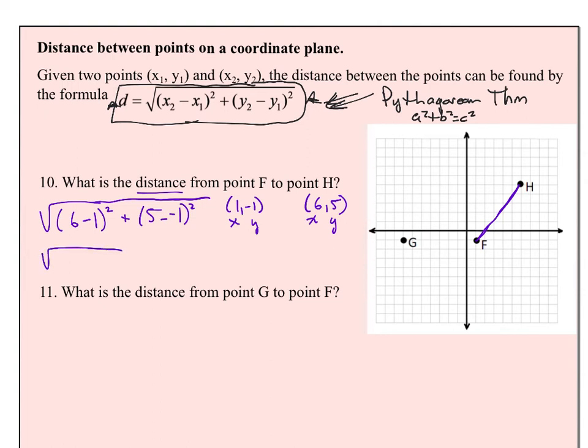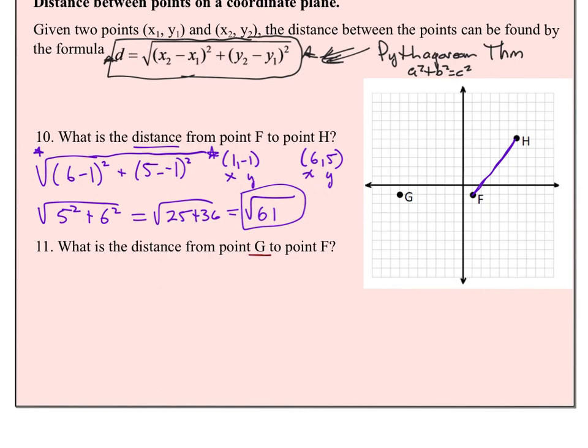So this becomes 5 squared plus 6 squared. So that becomes 25 plus 36. So that becomes the square root of 61, and that would be my answer. Yeah, that would be my answer. So the biggest battle here for students is to set it up correctly. After that, it's merely a job of simplifying.